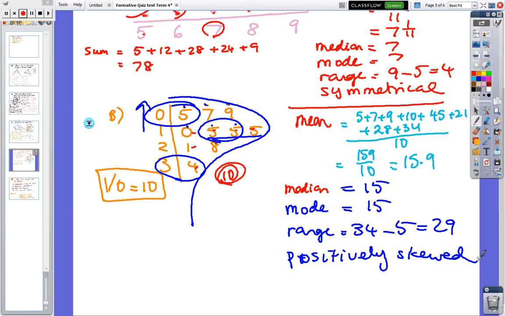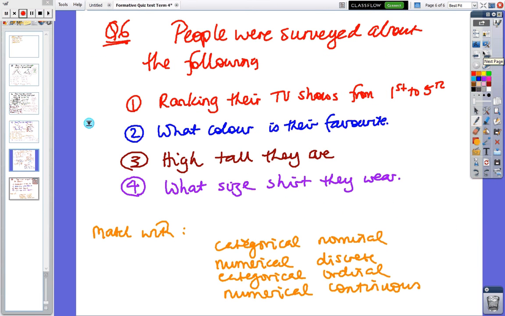Okay, I think we've got one more page to go. Let's have a look. Okay, so people were surveyed about the following: ranking their TV shows from 1st to 5th, or best to worst, what their favourite colour is, how tall they are, and what size shirt they wear. And each of those is an example of numerical or categorical. So can you please have a go and see what you got? Hopefully you can look up your notes if you need to, and pause, and when you're ready, come back live.